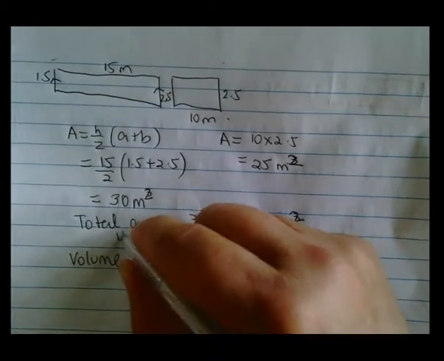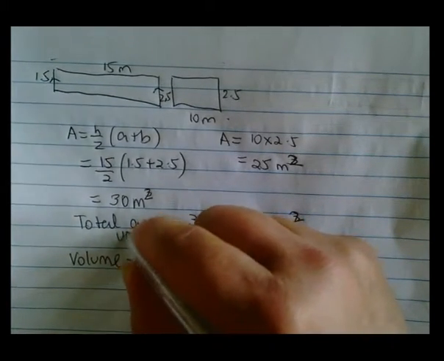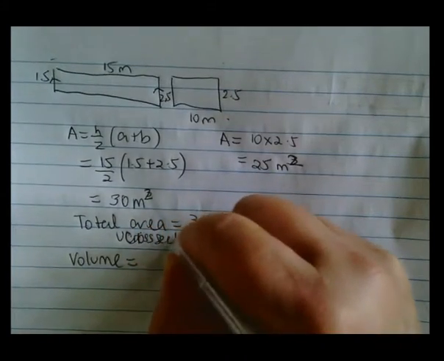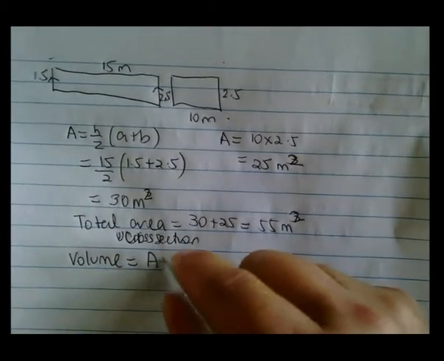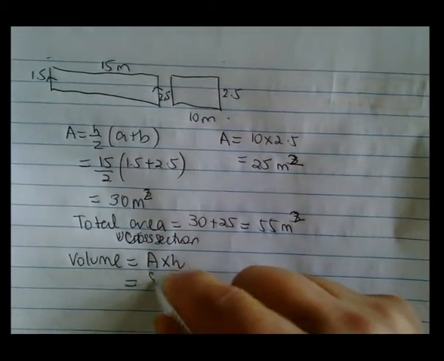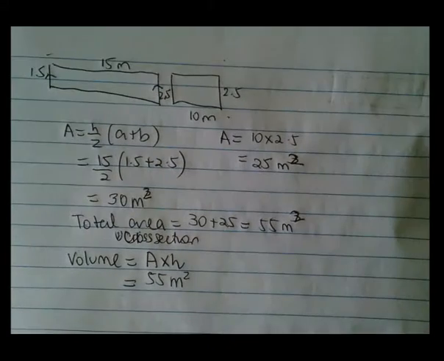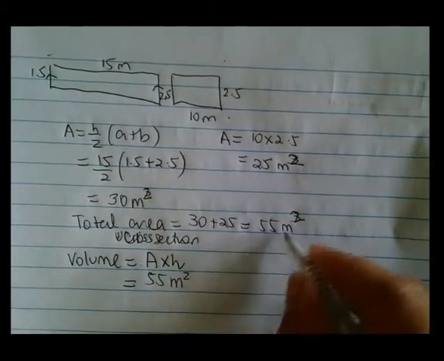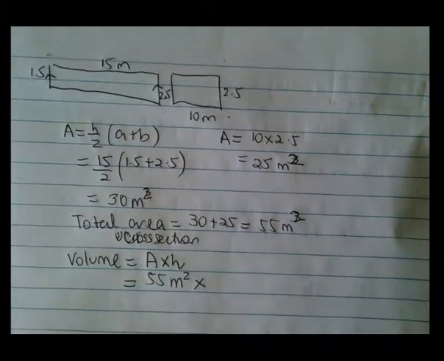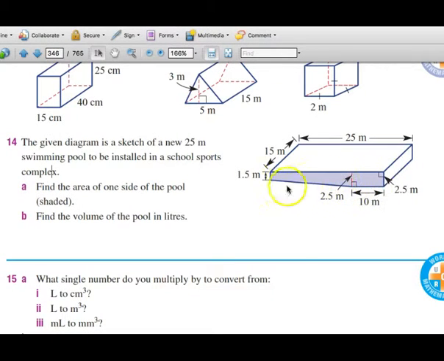The area of the uniform cross-section is 55 meters squared, and the volume is the area of the uniform cross-section times how far back that cross-section goes. It's not the depth of the pool. It's how far back that space goes. So volume is the area of the uniform cross-section times the height. There's your uniform cross-section shaded. Then we say how far back does that go? That's the height of your prism. It's 15 meters. And then you've got to find the volume of the pool in liters.